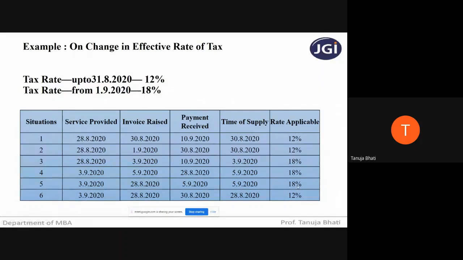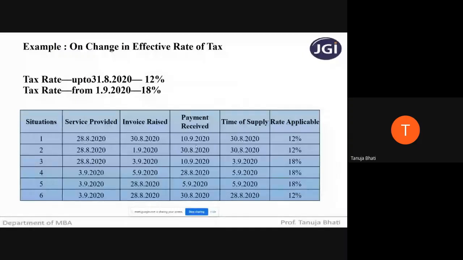It is 18%. Moving to the sixth and last situation, if service is provided after the change in the rate of tax, invoice is raised before the change in the rate of tax, payment is received before the change in the rate of tax, then what is going to be your time of supply? Invoice raised date or payment received date, whichever is earlier. So 28th August or 30th August, whichever date is earlier will be your time of supply. So it will be 28th August 2020. And on 28th August 2020, what is going to be the rate applicable? It will be 12%. Therefore, the rate applicable is 12%.